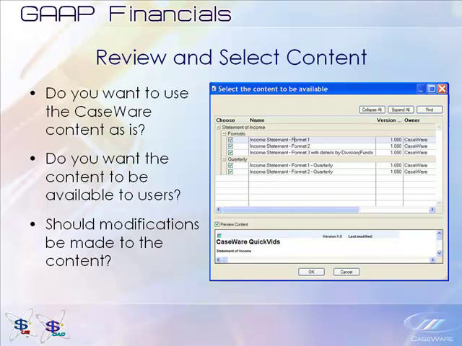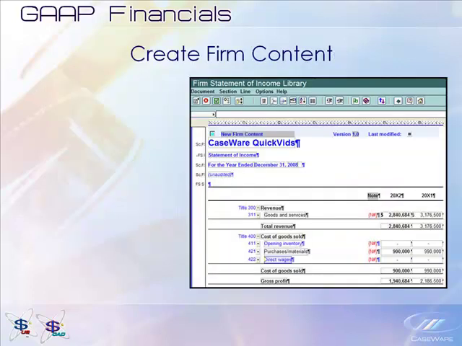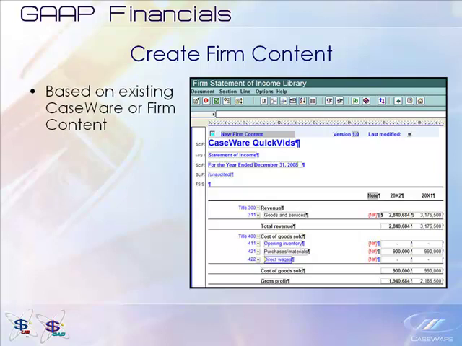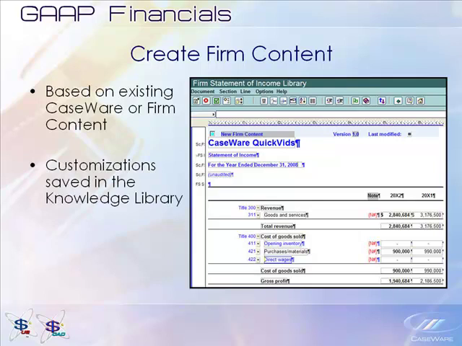You may, however, decide that the CaseWare content is there, but changes need to be made, or you may decide that no, CaseWare does not have what I need. In either case, you will complete step 3. In step 3, based on your needs and the review of the CaseWare content, you can create your own unique firm content right in each applicable knowledge library component. Your firm customized formats are based on existing CaseWare or firm content. These customizations will then be saved in the knowledge library to be used year after year by you and your users.